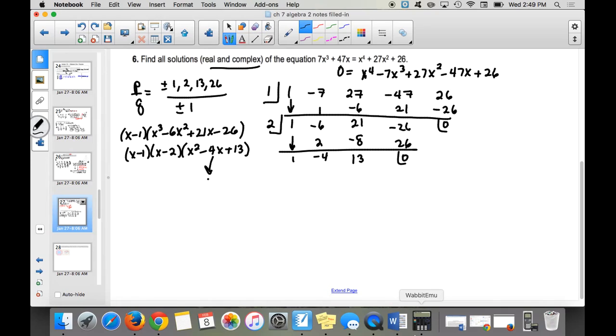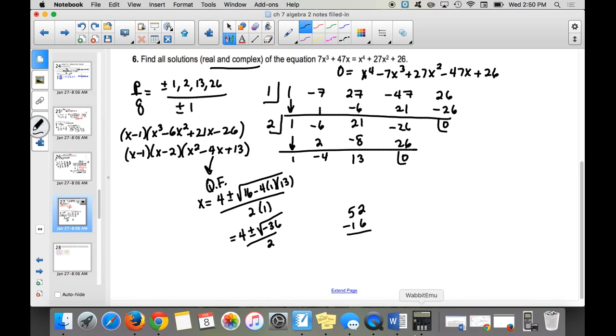So our quadratic formula, we would do x equals -b, so -4 is 4, plus or minus the square root of b squared, so -4 squared is 16, minus 4ac all over 2a. So we get 4 plus or minus the square root of 16 minus 52. What do we get there? -36? Yep, so it is 6i. So we're going to have 4 plus or minus 6i divided by 2.